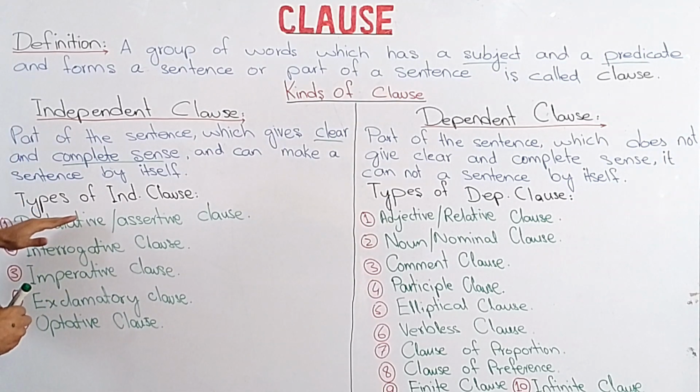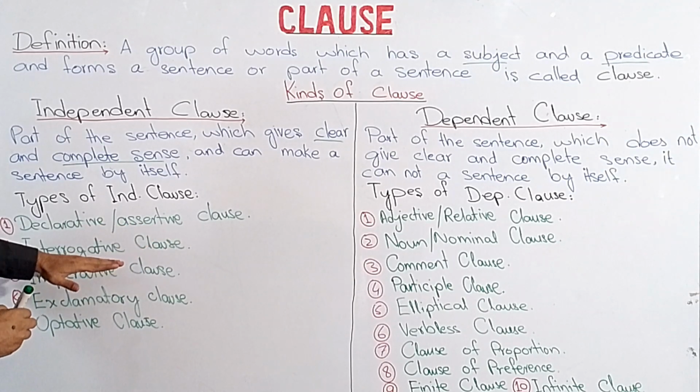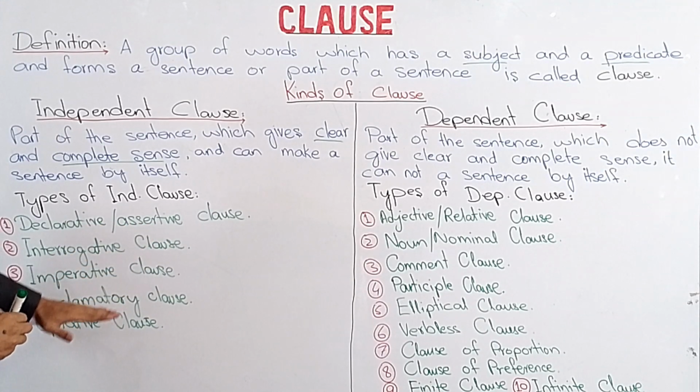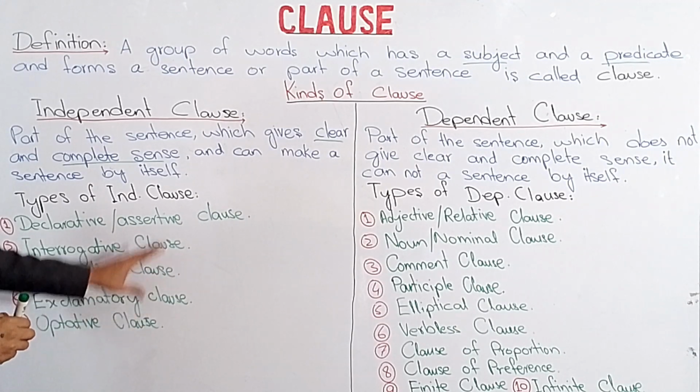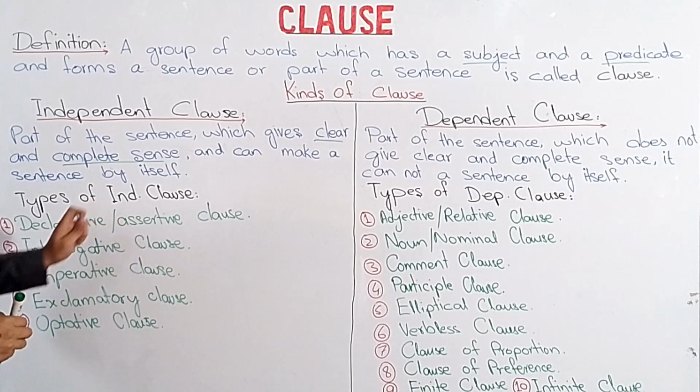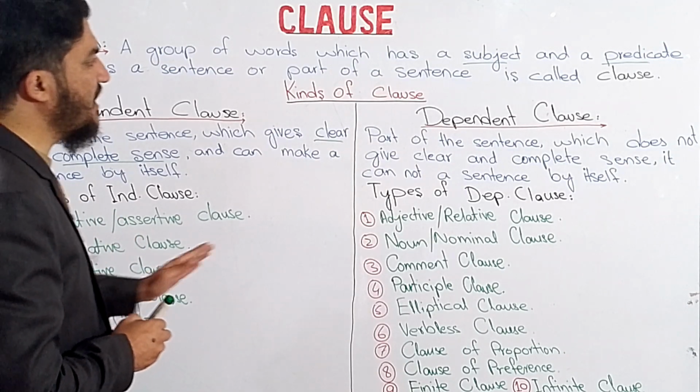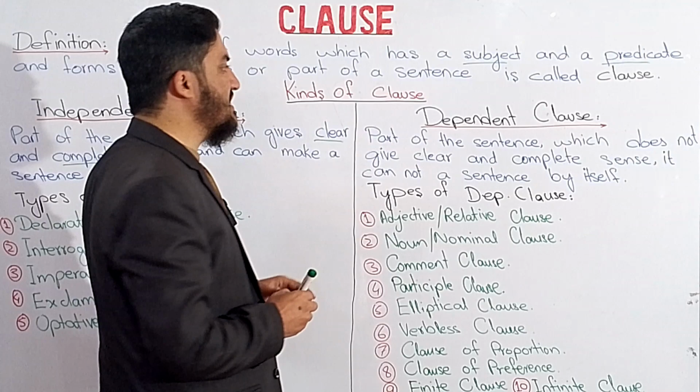And there are 5 kinds of independent clauses: the declarative or assertive clause, interrogative clause, imperative clause, exclamatory clause, or the optative clause. These are also the types of the simple sentence as well. Then comes the second kind, the dependent clause.